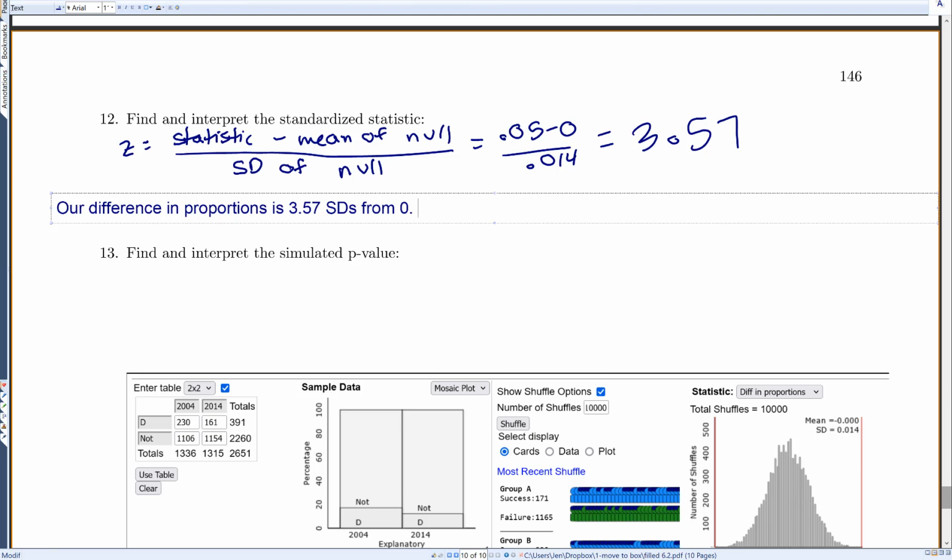Okay, so this would be a situation where you're like, oh, that's surprising. So 0 is not a plausible value. We have evidence for the alternative. Anytime our z is bigger than 2, that means we have evidence for our alternative, because that would be surprising.